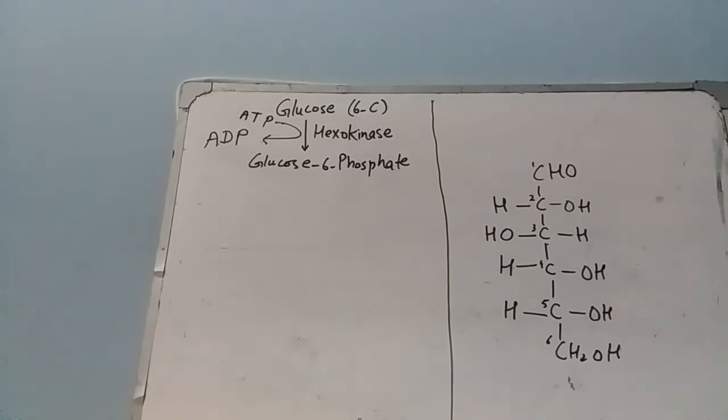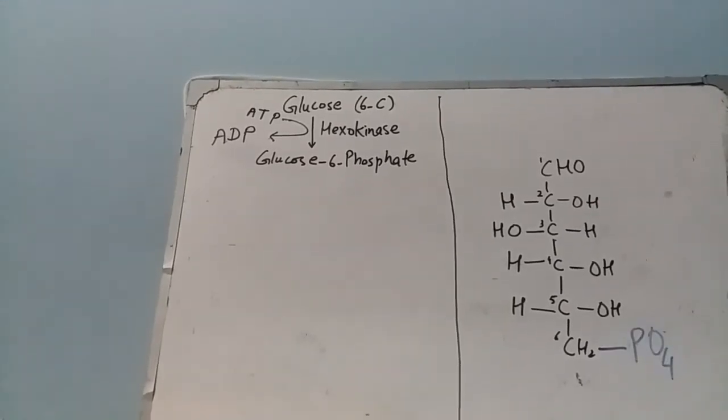On the right side of the board, you can see the linear structure of a glucose molecule. So glucose 6 phosphate means that on the carbon number 6, the phosphate group will be attached, which I am now showing. Now you can see glucose 6 phosphate.